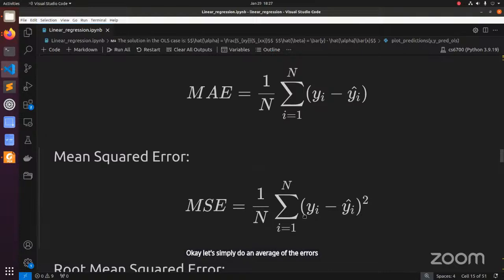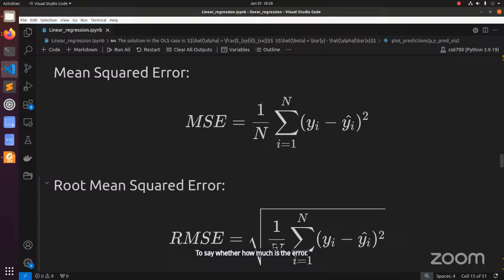The other is mean squared error. You take the square of the error and then average it to see how much the error is. And the other one is root mean squared error, where you take the square of the error, calculate the average value, and apply a root over this. Why? Because the inside value is still the average error squared, and the root over that will give you the actual average error. So we call it root mean squared error.